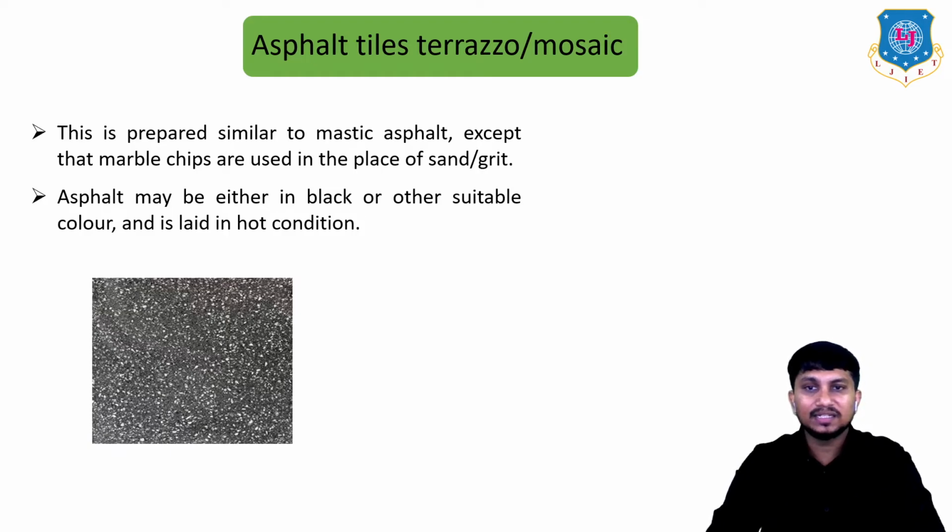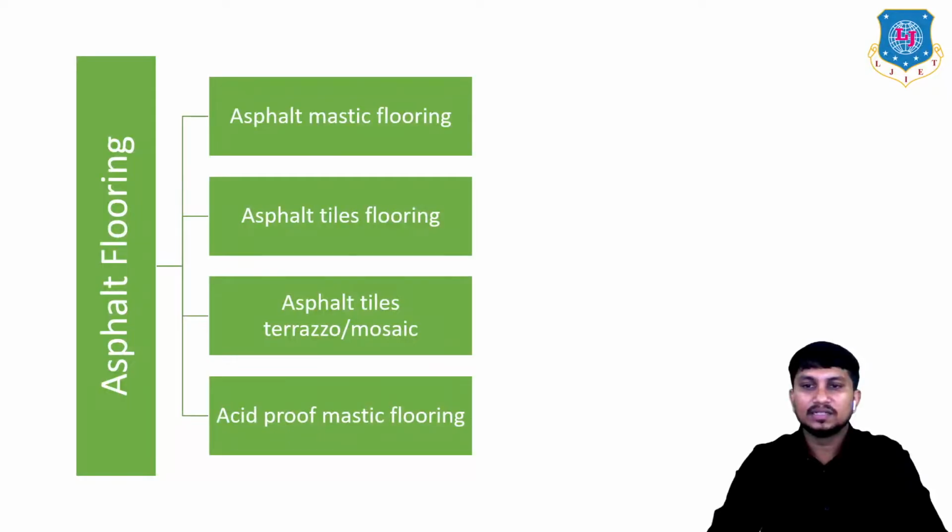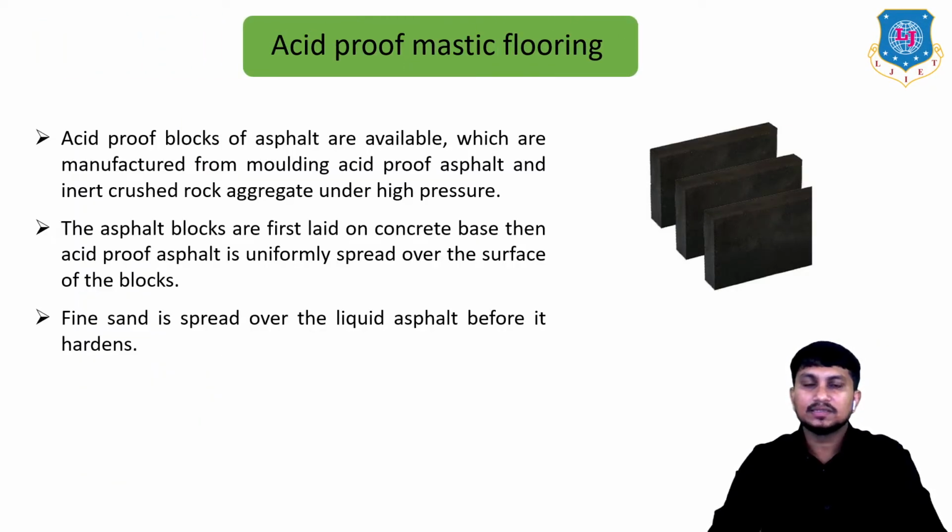Asphalt may be either in black or other suitable color and it is laid in hot condition. Okay. And the last type of asphalt flooring is acid-proof mastic flooring. This is how acid-proof mastic flooring looks like.